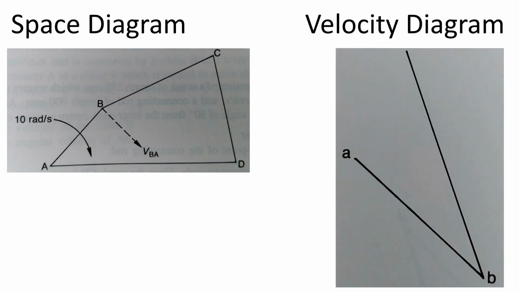Now consider the link BC. We only know the direction of the velocity vector CB and the magnitude is unknown. Draw a line perpendicular to BC of space diagram from point B on the velocity diagram. Endpoint C is unknown at this moment.